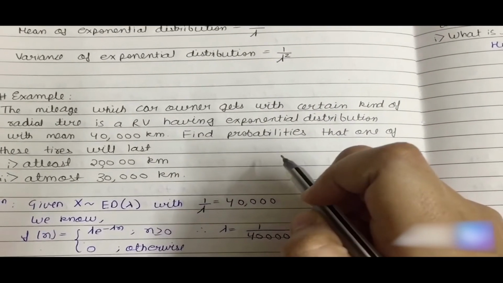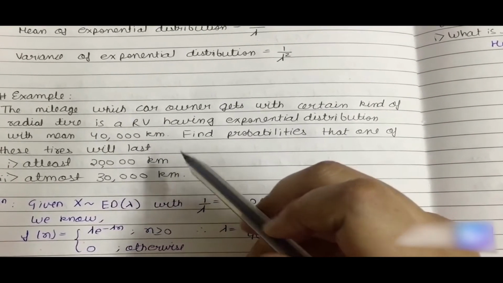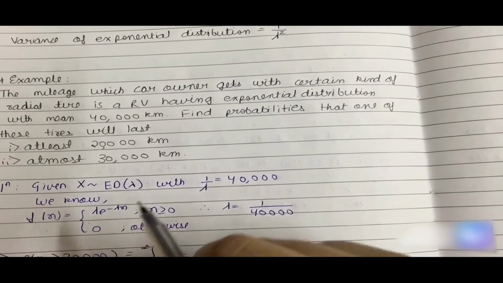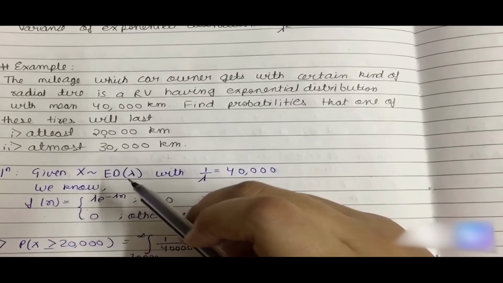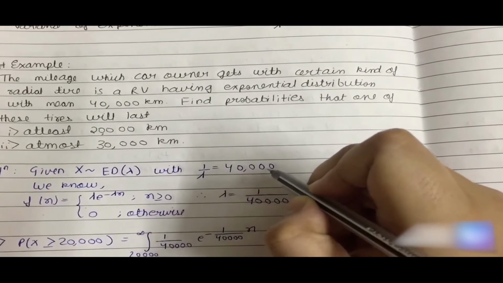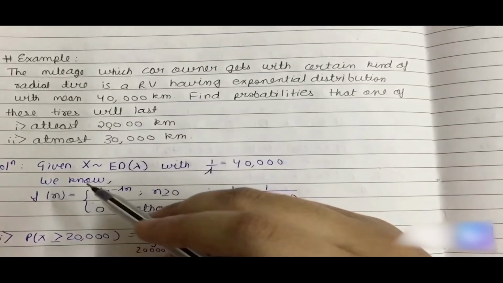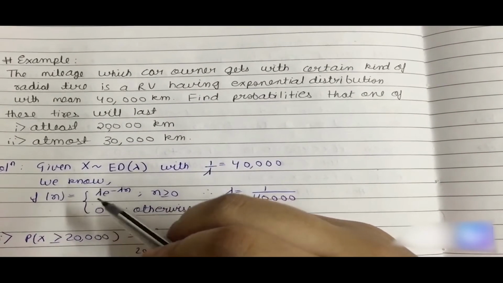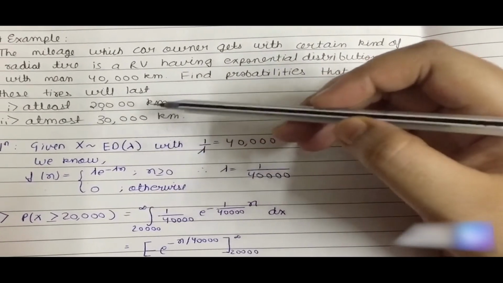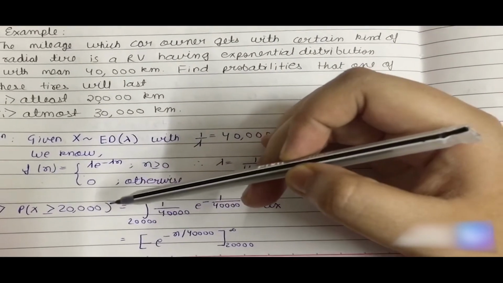Now we need to find the probability that one of these tires will last at least 20,000 kilometers and at most 30,000 kilometers. It follows an exponential distribution with parameter lambda, and 1 by lambda is given as 40,000. So we can say that lambda is 1 by 40,000, and we know that the probability density function is given by this formula. Now we need to find the probability of at least 20,000 kilometers, which means the probability of x greater than or equal to 20,000.